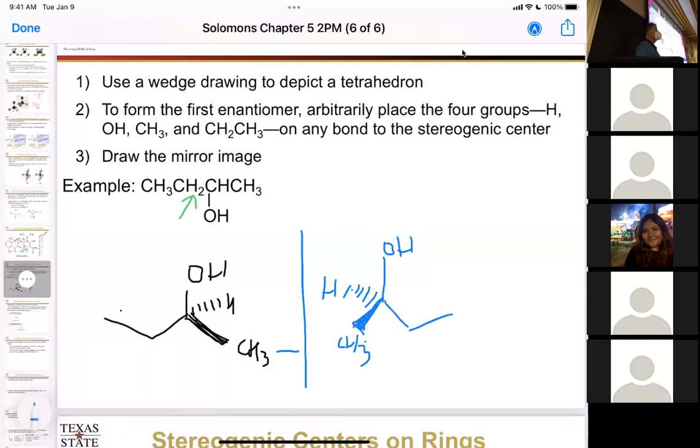Any isomer you start with is okay. Draw your mirror image of it, and now you have both enantiomers. Now because we have 4 different groups on here, it will be non-superimposable.